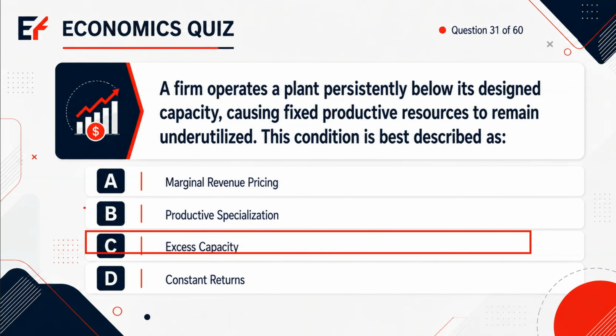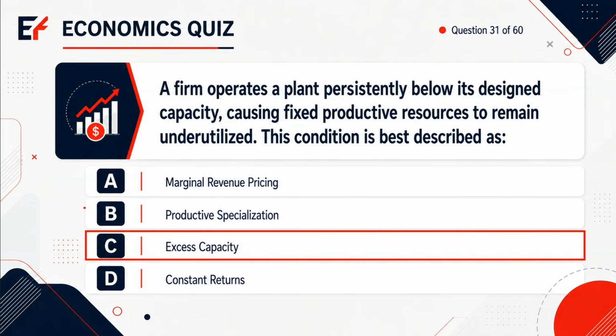Let's identify the operating condition. Excess capacity exists when a firm operates below the output level that would make efficient use of its available plant and fixed resources. In this case, the plant is persistently underutilized, so some productive capacity remains unused. Option A is incorrect because marginal revenue pricing concerns setting price in relation to marginal revenue. Option B is incorrect because productive specialization refers to concentrating on particular tasks or outputs. Option D is incorrect because constant returns describes output changing in the same proportion as inputs.